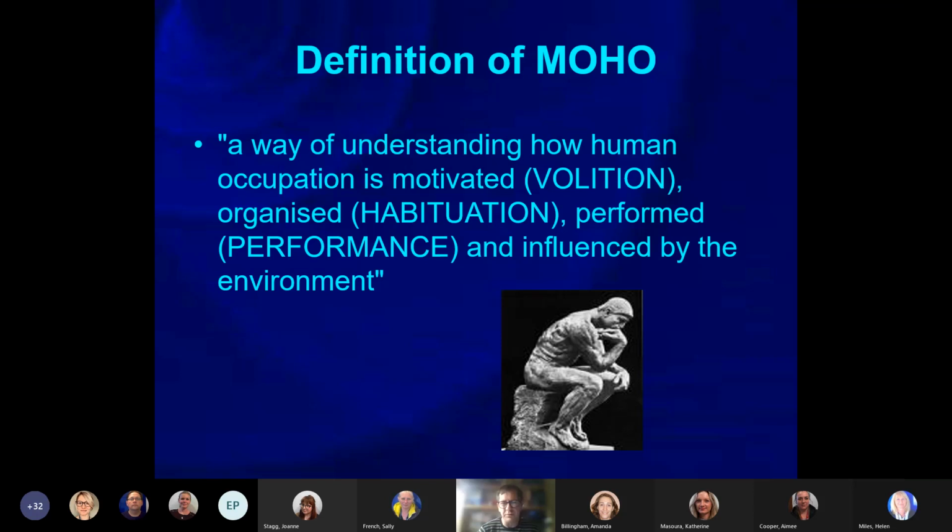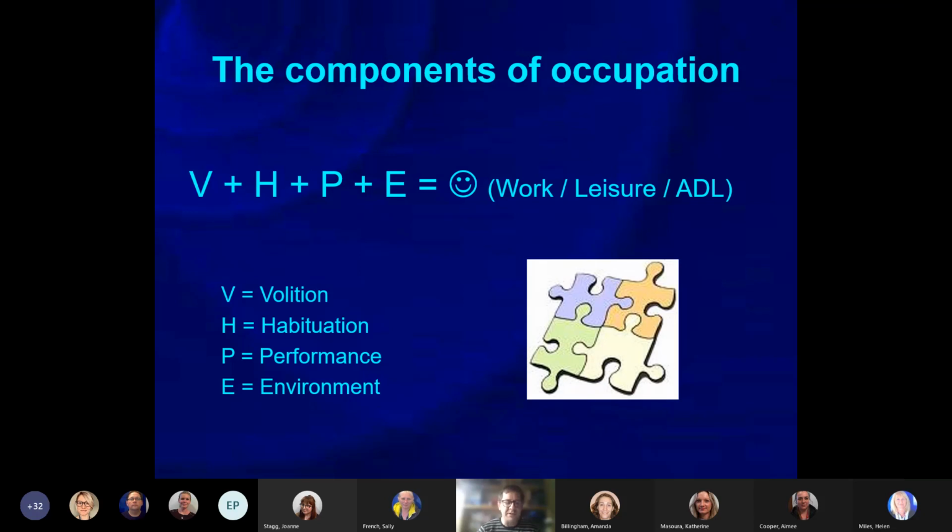First of all, volition, which in everyday speak is our motivation and confidence. Secondly, habituation, which is how we organize and structure our lives. Then we've got our performance, which is our kind of skills. And then we've got the environment, of course. This is my very dumbed down way of summarizing MOHO, as many of you will have seen this several times before.